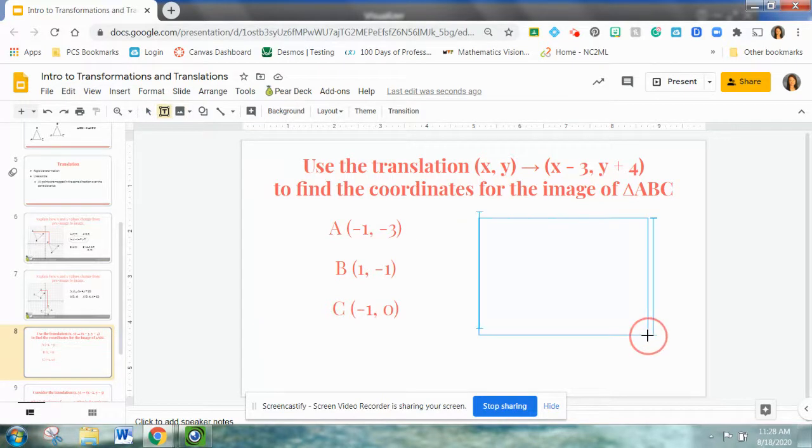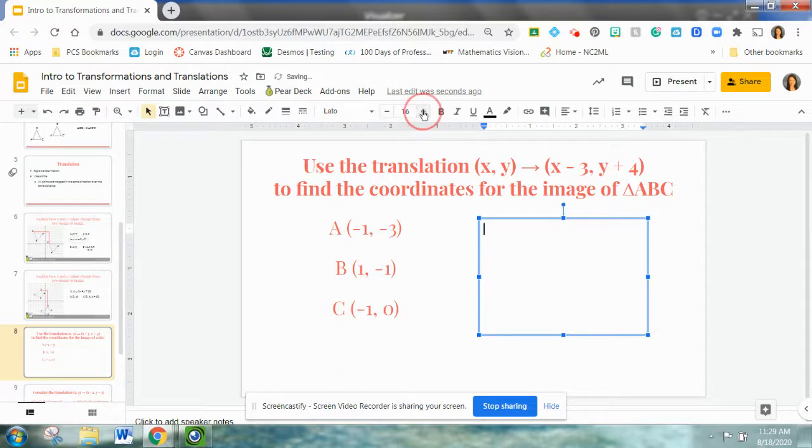So I'm going to insert another text box here. I'm going to make the font a little bit bigger so we can see. All right, so A prime. I have -1 minus 3. So -1 minus 3 is going to give me -4. And then -3 plus 4 for y is going to give me a 1.